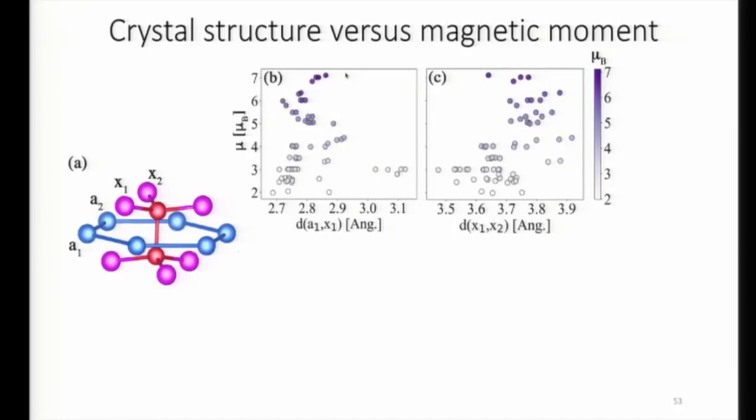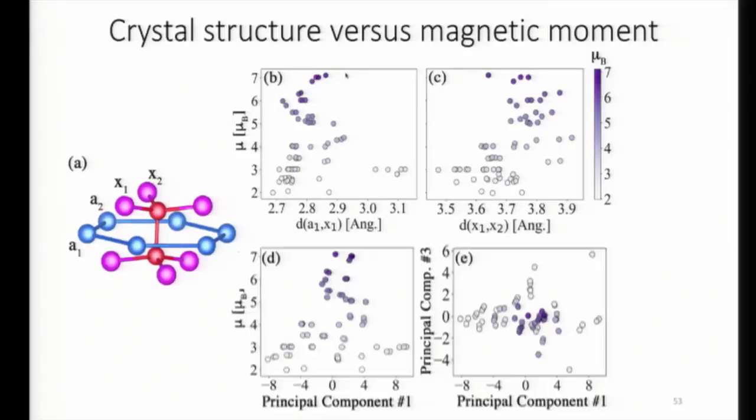So we take our 200 structures and we plot this A1, X1 distance versus magnetic moment. We get this pattern. It tends to suggest that at some distance of A1, X1, we tend to have larger magnetic moments, and others tend to have smaller magnetic moments. If we plot the X1, X2 distance, this guy here, against magnetic moment, we find that at some distances, magnetic moment tends to be larger. So we say, there must be some link to the distance or the structure of this lattice and the magnetic moment.